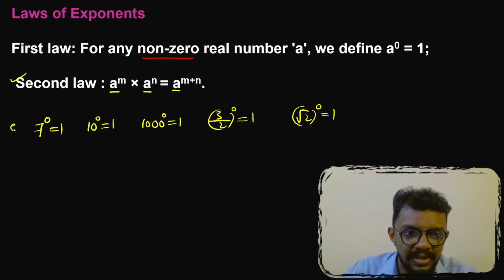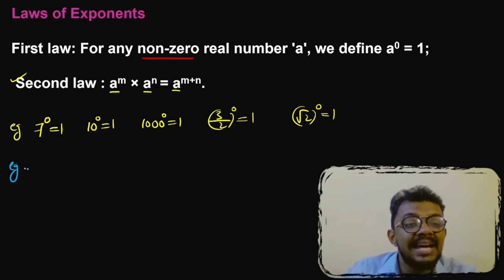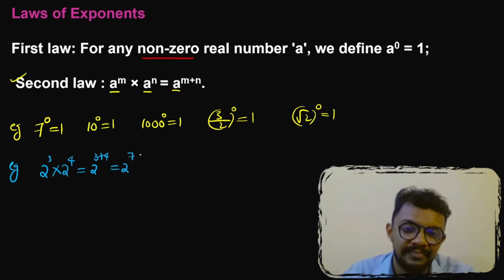Okay, I will give you an example for that. What is 2 raised to 3 into 2 raised to 4? Learn it. 2 raised to 3 into 2 raised to 4 is the same as 2 raised to 3 plus 4. The answer is 2 raised to 7.